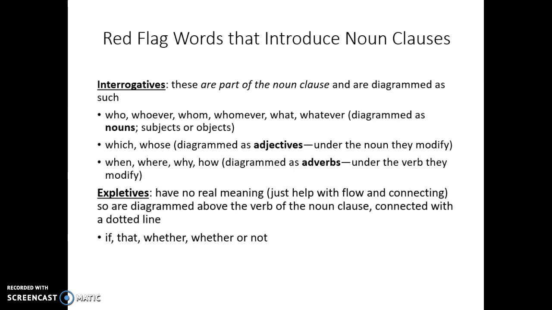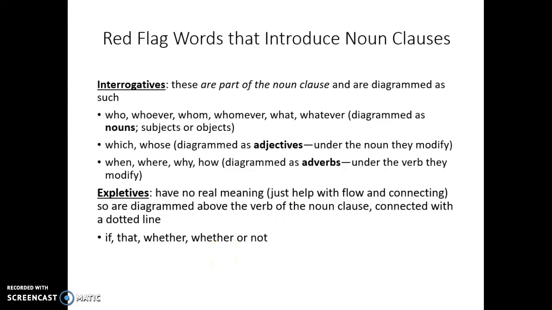The second category is adjectives, which or whose. Those are our adjective words, which one and whose is this. So they're going to be diagrammed under the noun that they modify. And then the last one is when, where, why, and how, which are the adverbs. Those are adverb questions. And so hopefully you've gotten kind of into that groove, and it won't be too much of a leap to realize that now instead of just asking the question, I'm putting that question word in where I would diagram an adverb.